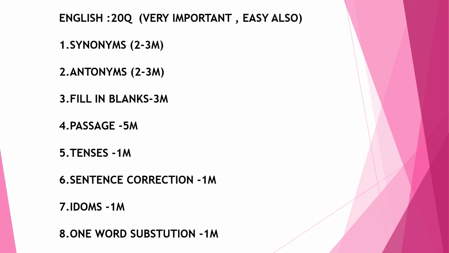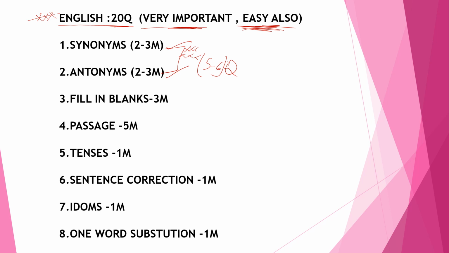Next, English subject, that is 20 questions. This is the important part here. English is very important. Here you can score maximum and it is easy also. Your first target is synonyms. First topic is synonyms, 2 to 3 marks. Antonyms, 2 to 3 marks. So these 2 topics are most important here. You can expect 5 to 6 marks out of 20 questions, 5 to 6 questions here only.